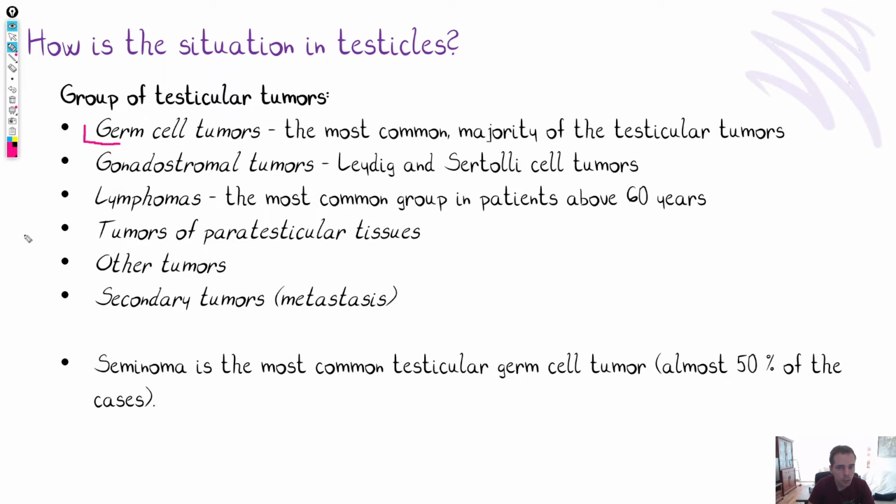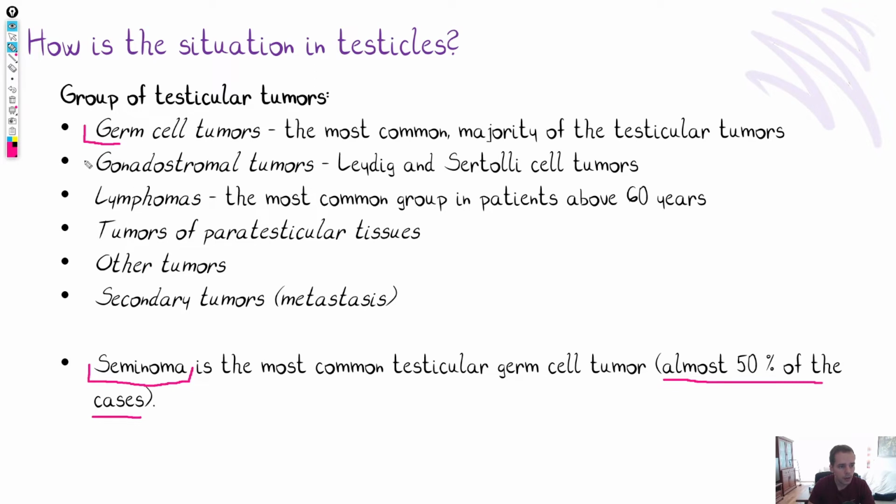So the majority of testicular tumors are germ cell tumors, and seminoma is the most common type. It consists almost 50% of the cases. So the germ cell tumors are the most common tumors in testicles, and the most common germ cell tumor is by far seminoma.